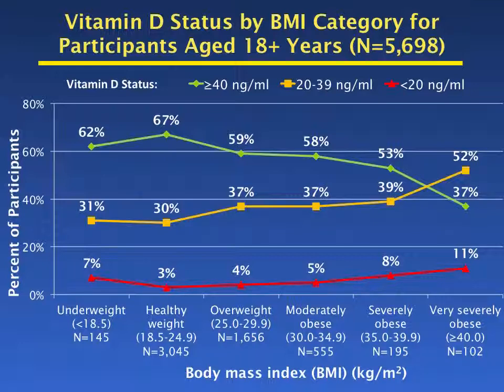Since BMI is a risk factor for diabetes, and we can see that increasing BMI is associated with lower vitamin D status, adjusting for BMI will be essential to the diabetes analysis. And as a note, while BMI is a useful measure at the population level, it does have some limitations when applying it to individuals.